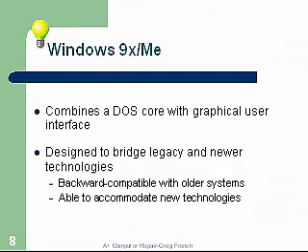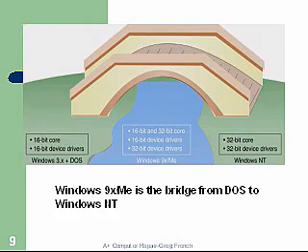Windows 9x/ME combines the DOS core with the graphical user interface, designed to bridge legacy, or older, and newer technologies. Backward compatible with older systems, able to accommodate new technologies. Here you can see a bridge. I've got the older DOS systems bridging with the newer NT systems, with Windows 9x/ME creating that bridge.